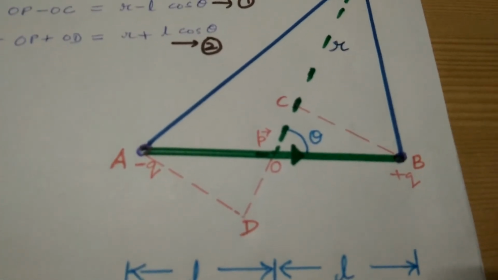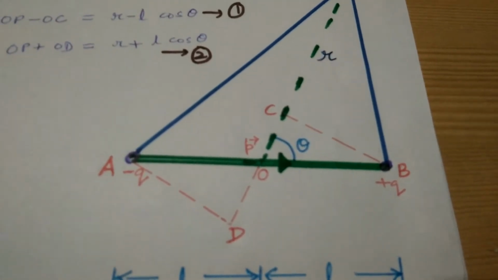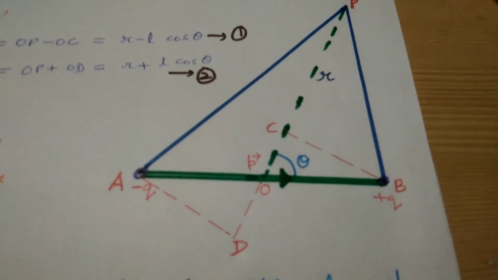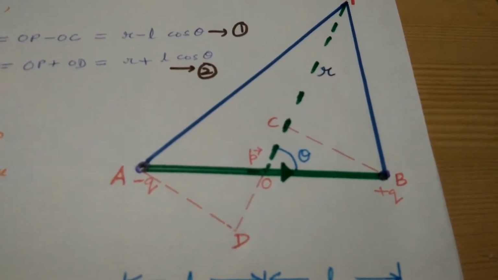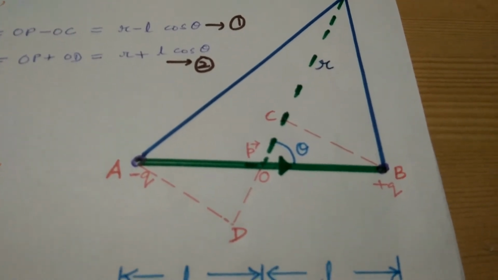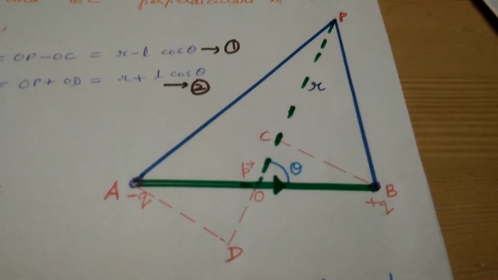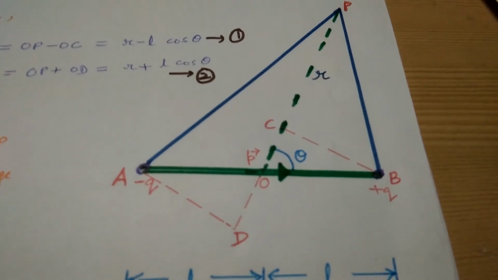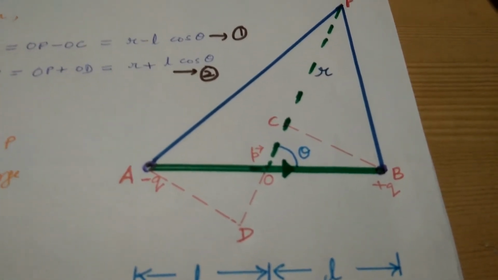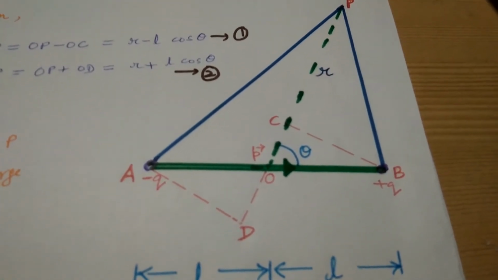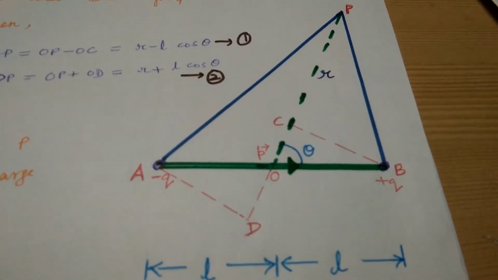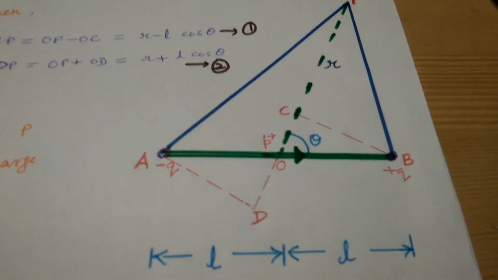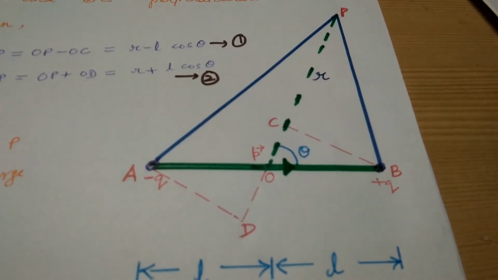The red dotted lines. BC is a perpendicular drawn to OP from the point B, and AD is another perpendicular from the point A. So the line OP is extended up to D. In order to proceed with our derivation, we have to do this. Two perpendicular lines are to be made as shown in the figure.